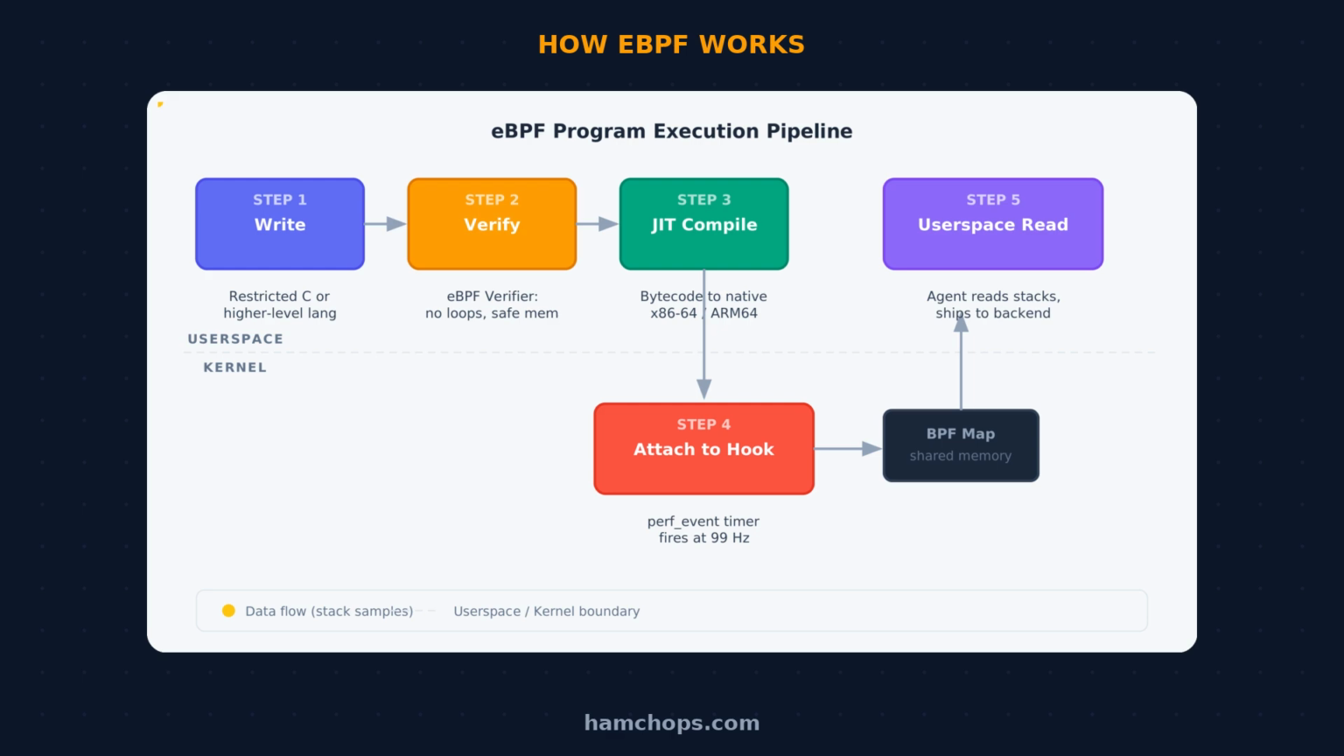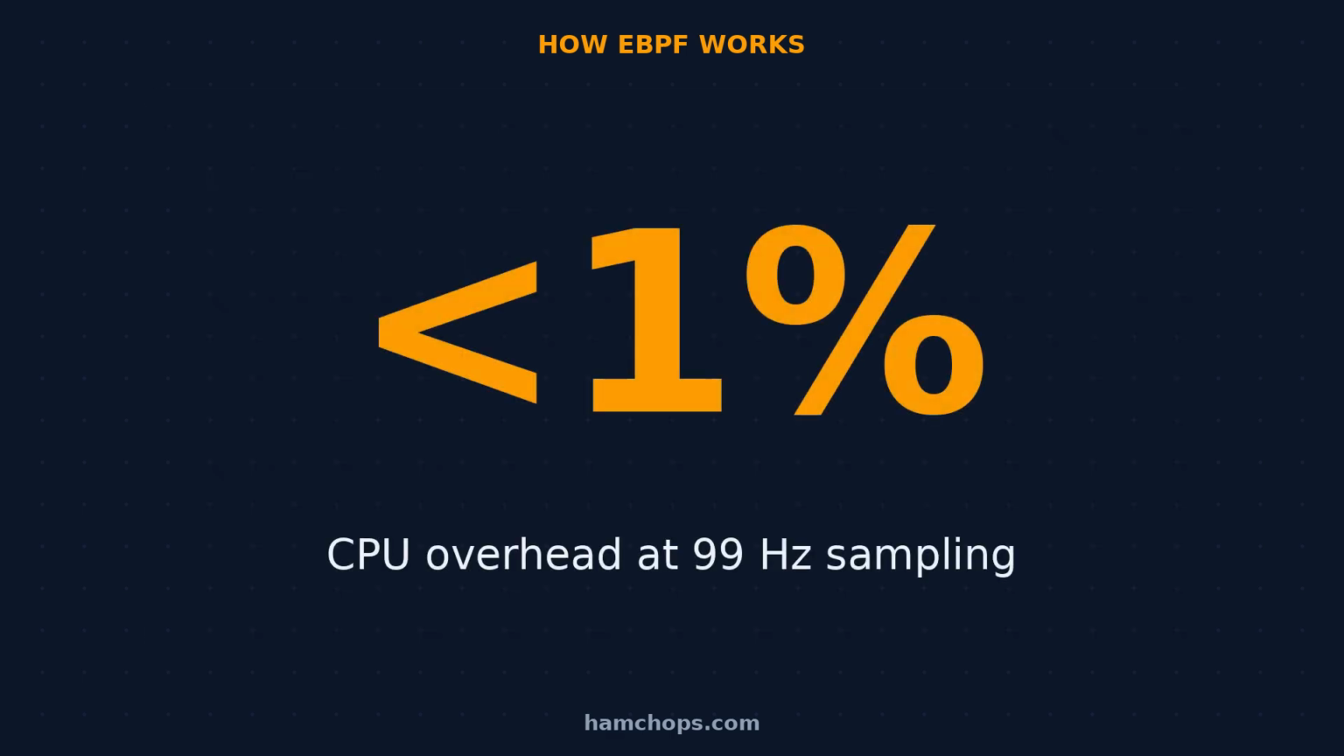For profiling, that hook is a hardware timer that fires 99 times per second. On every tick, your eBPF program runs, reads the current call stack, and writes it to a shared memory map. A user space agent reads the map and ships the data to a backend like Parca or Pyroscope. Total overhead, under 1% CPU.